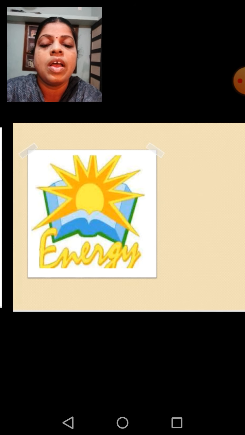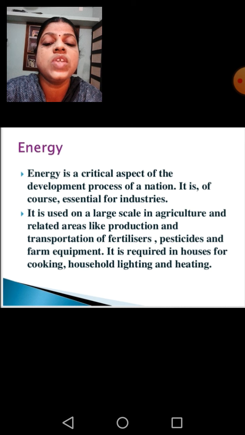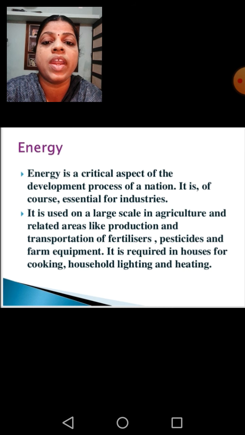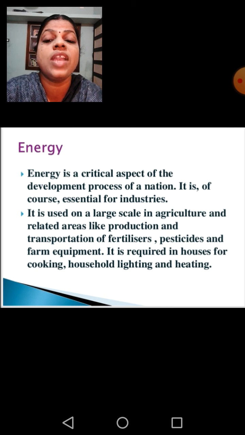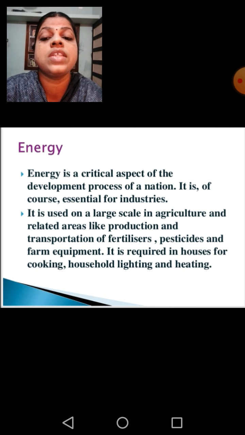Children, you know that energy is a crucial factor for our economic development. Energy is a critical aspect of the development process of a nation. It is of course essential for industries. It is used on a large scale in agriculture and related areas like production and transportation of fertilizers, pesticides and farm equipments. It is required in houses for cooking, household lighting and heating.